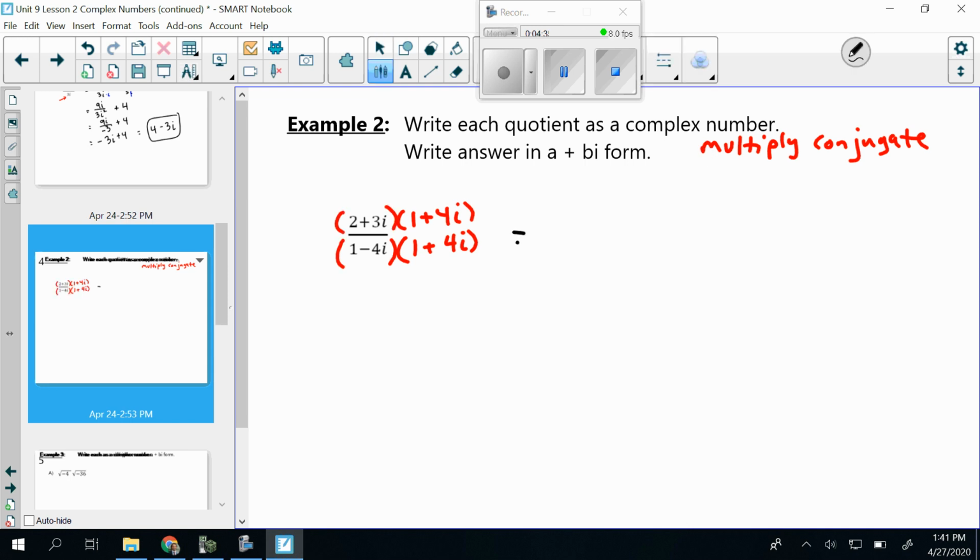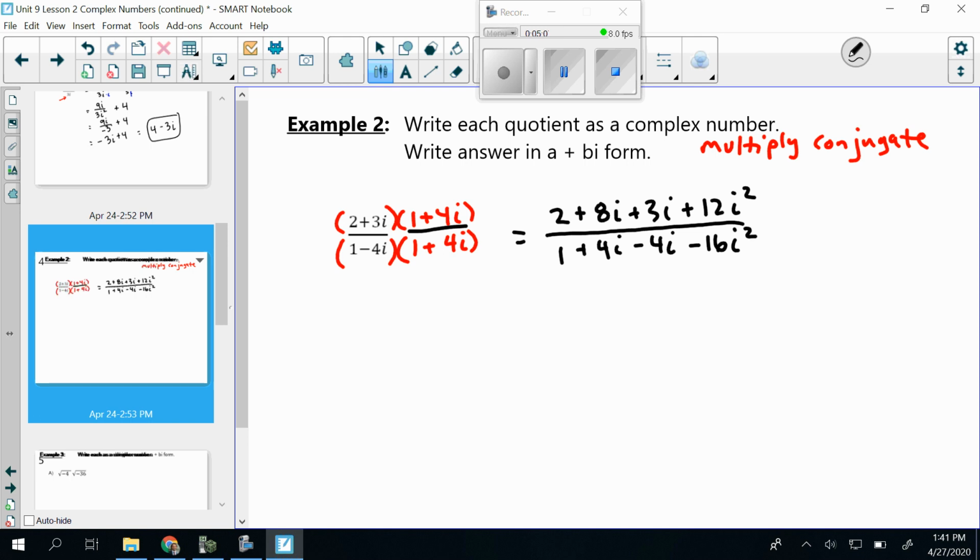Okay, let's start on top. If we multiply that out on top, we're going to have 2 times 1 is 2. Multiplying the outside, we have plus 8i. Multiplying the inside, we have plus 3i. Multiplying the last ones, we have plus 12i squared. Let's do the same thing with the denominator now. 1 times 1 is 1. Multiplying the outside, we have plus 4i, inside minus 4i, and the last ones we have minus 16i squared.